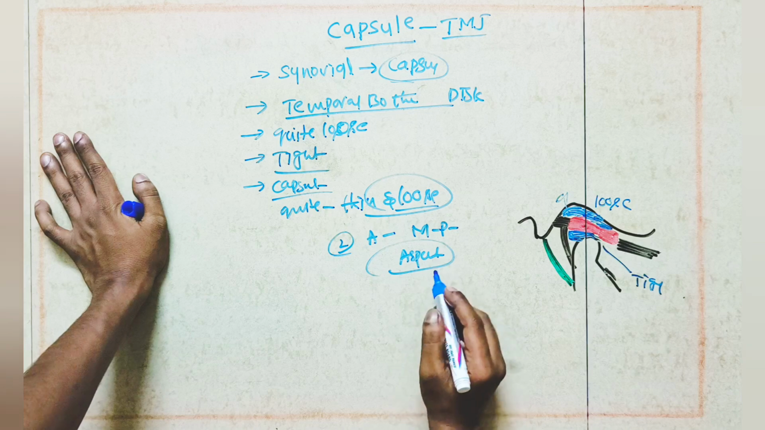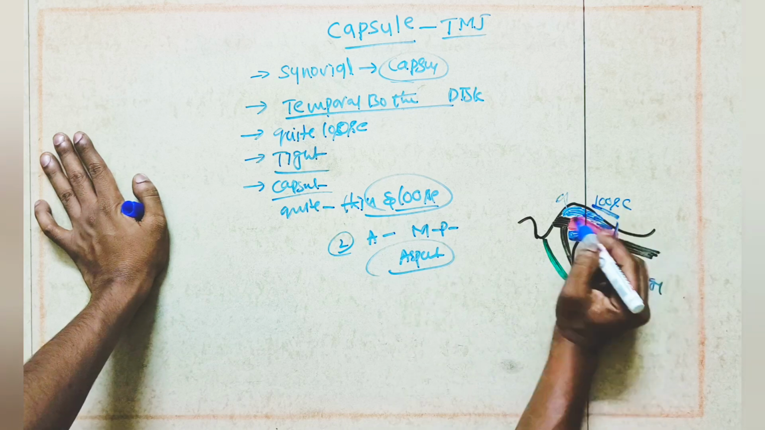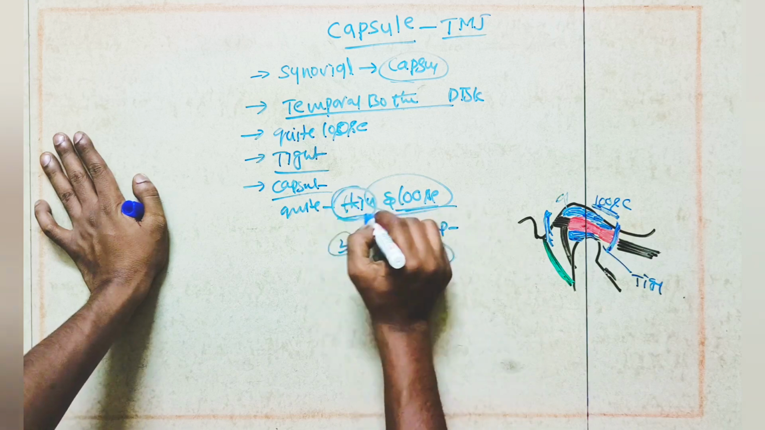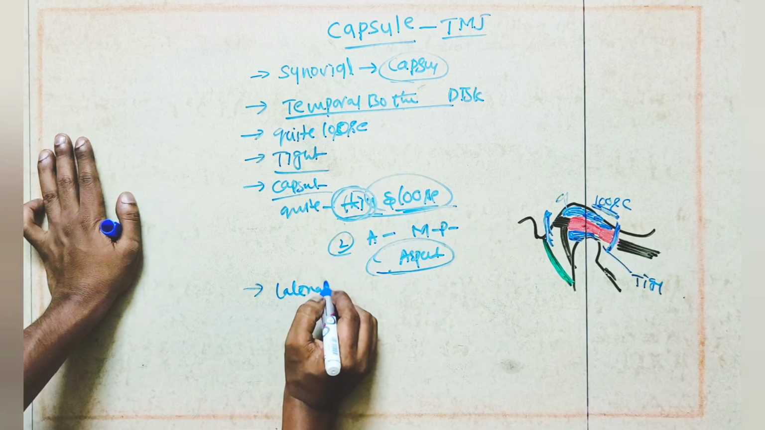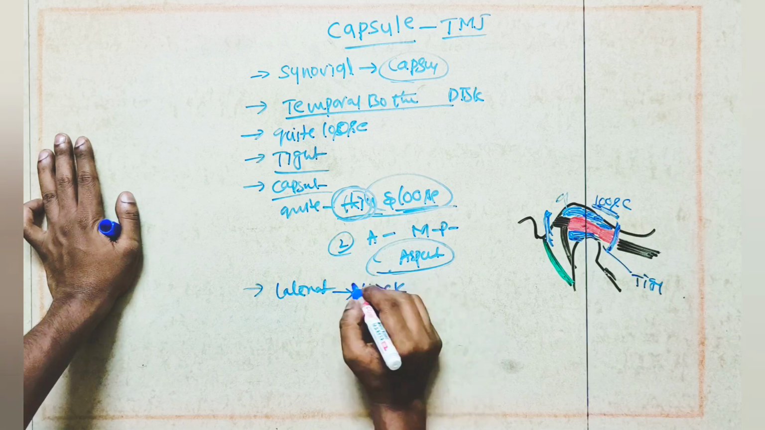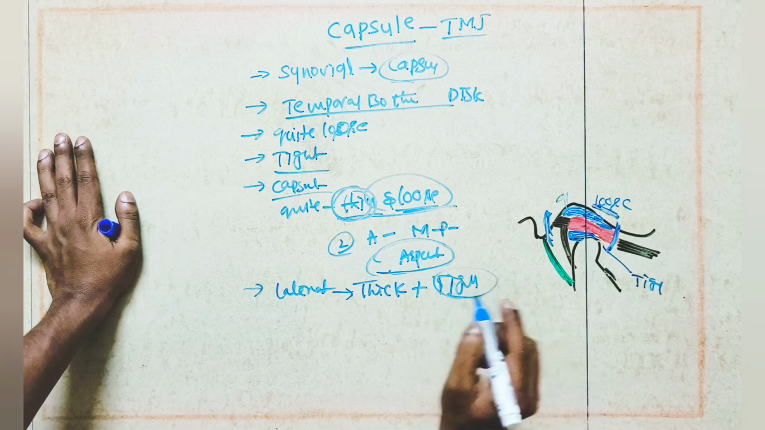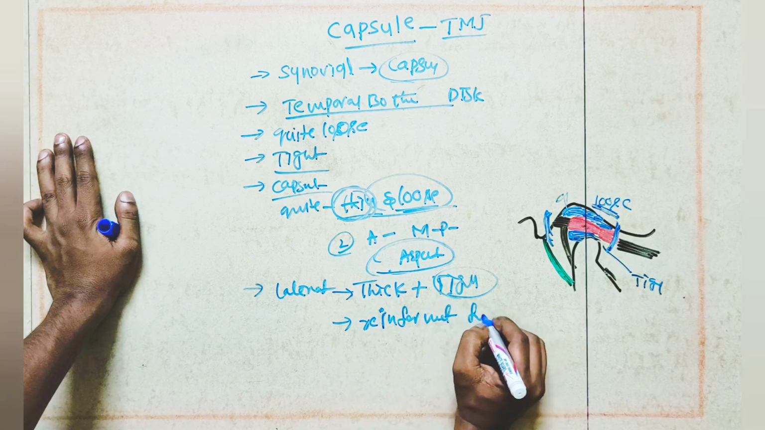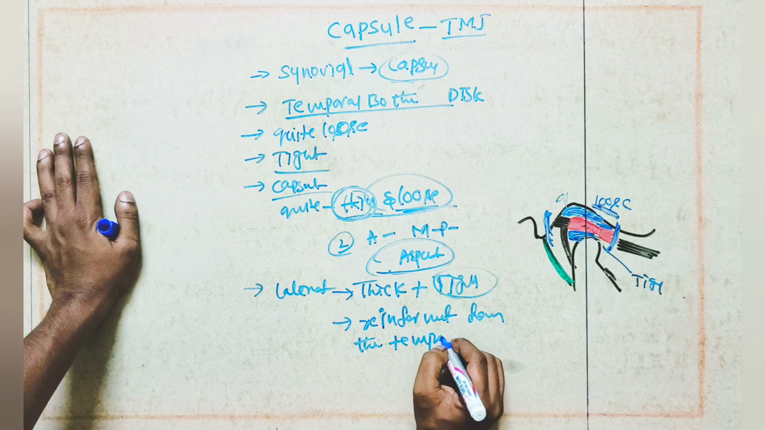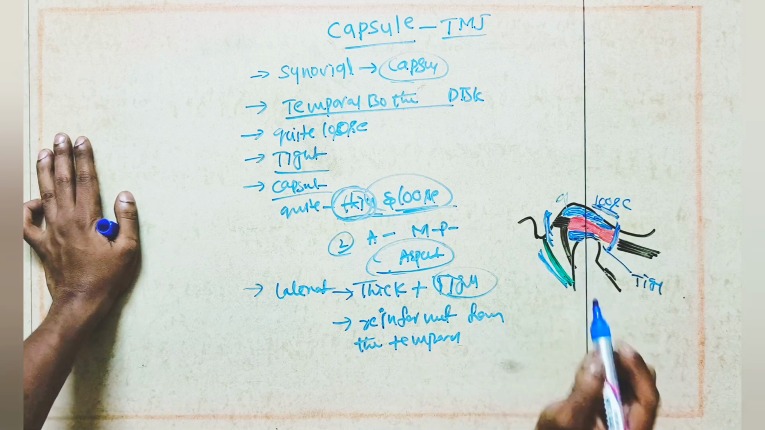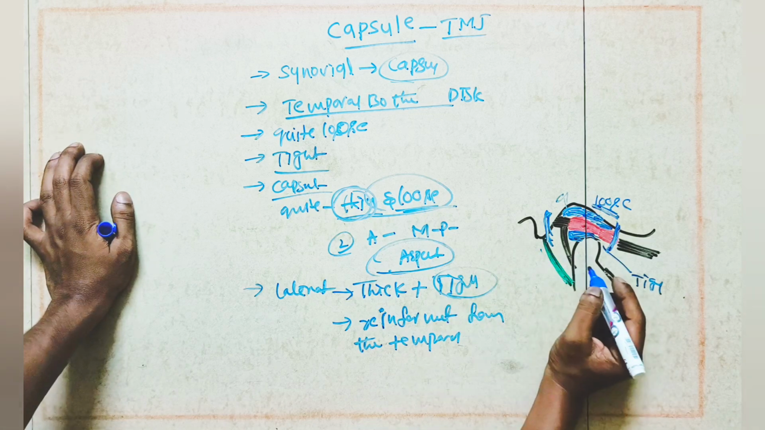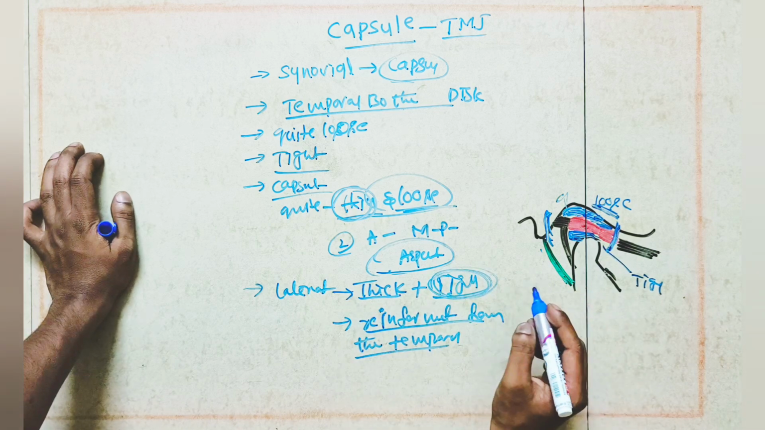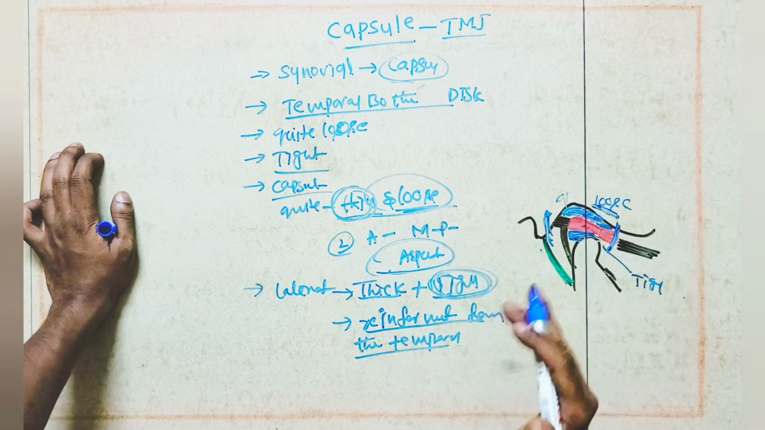Now this is the second point. Anteriorly, medially, and posteriorly, the capsule is very thin and loose. If we see it laterally, the capsule is a little thick and tight, and at the same time the lateral side gets reinforcement from the temporal bone. This green color, what I wrote here, is the lateral capsule. Reinforcement is nothing but a kind of additional support.